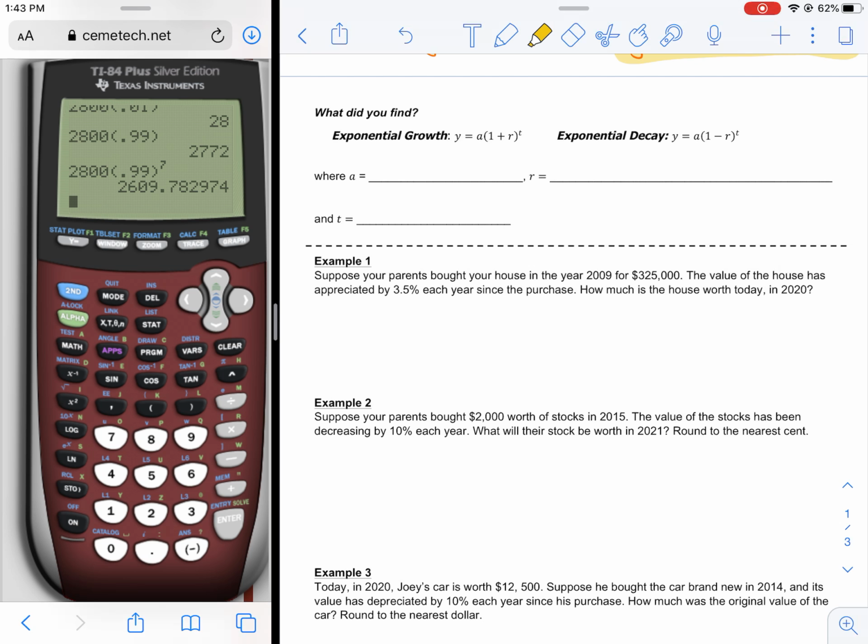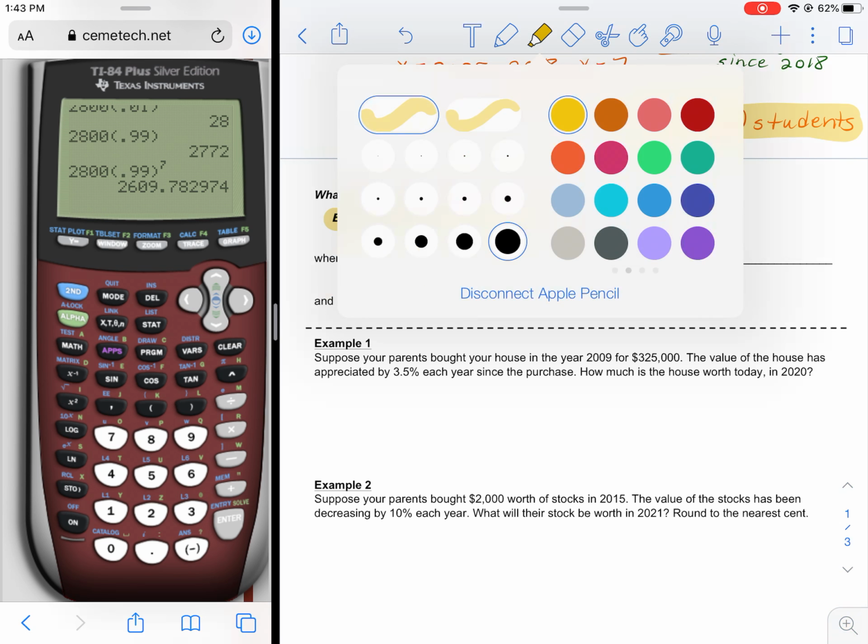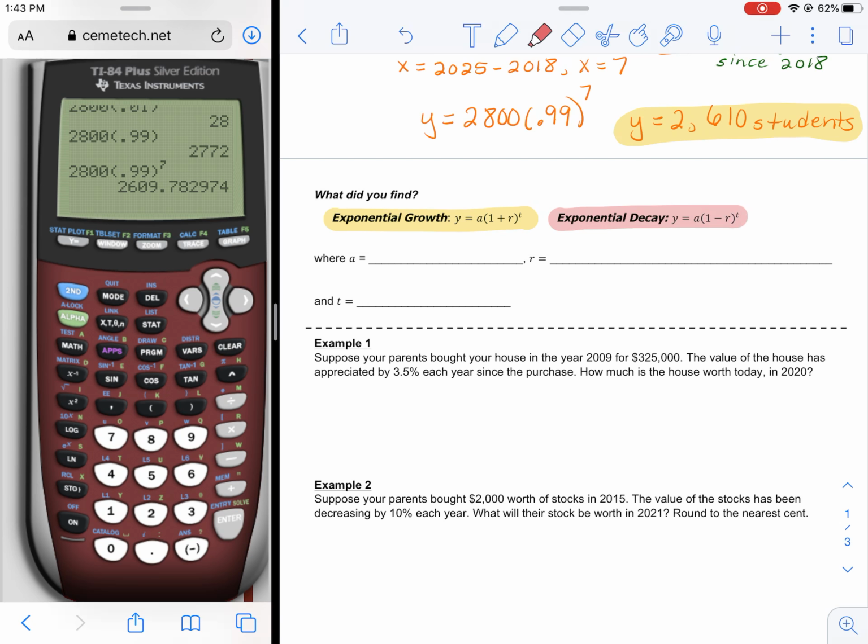All right, so we're going to summarize what we just found. If you have exponential growth, this is the equation that we're going to use: y equals a times 1 plus r to the t. And if it's decay, then we're going to use a very similar equation, but instead of 1 plus r, we're going to use 1 minus r. A is the initial amount of the loan or the population or whatever it is that is growing or decaying exponentially. R is the percent change, and make sure you change that to a decimal. So you have to take your percent and divide by 100.